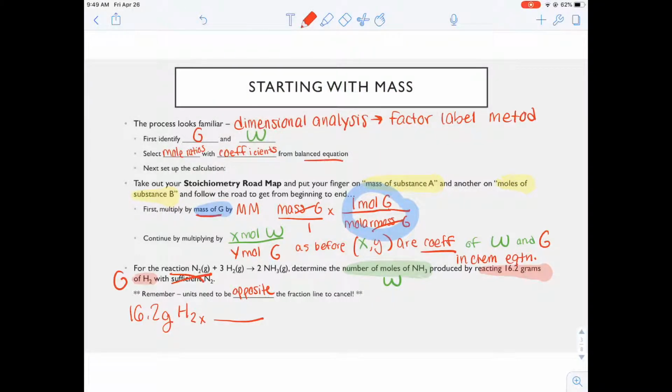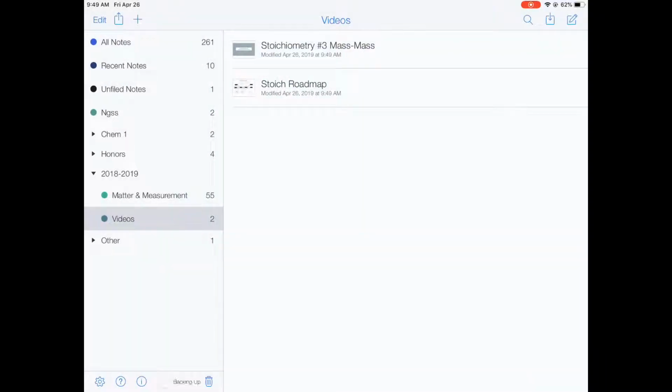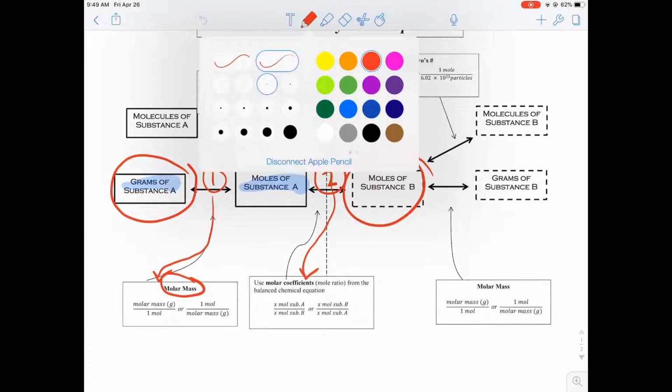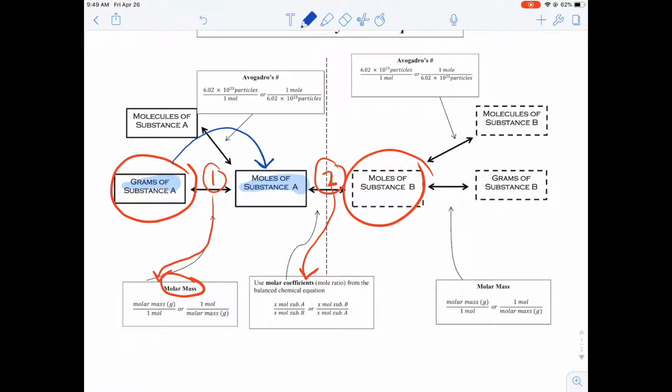So let's put grams H2 on the bottom and look at our periodic table to see that the molar mass of 2 hydrogens is 2.02 grams per 1 mole H2. It is important to label that there. Okay, so we have successfully gotten from here to here. Now we're in moles. Next, we need to get to moles of another substance, and this is what we're going to use those coefficients for.